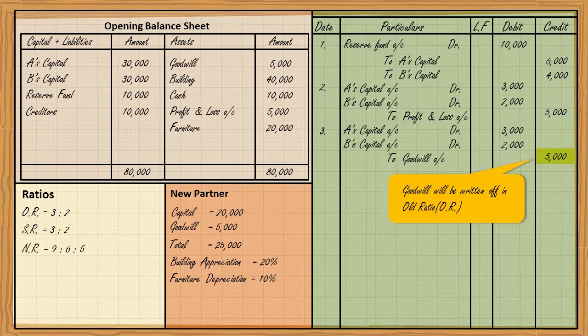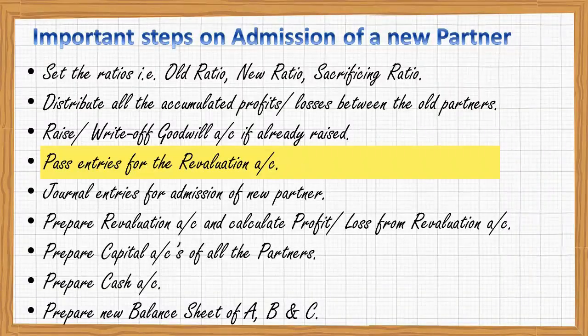And I would like to remind you again, if you find any goodwill on the asset side, it must be credited. Technically speaking, it must be written down or written off. So the journal entries, old partners' capital accounts debit to goodwill account. Now let's move to the revaluation.